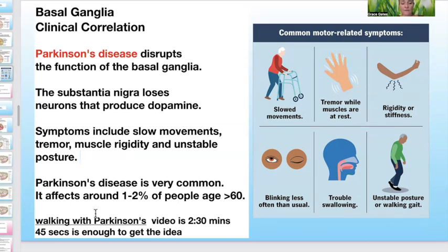I included a little video here showing walking with Parkinson. The video is 2.5 minutes long, but just looking at 45 seconds gives you the idea. So I invite you to look at that because it is really horrifying what Parkinson's disease does to our movement patterns.